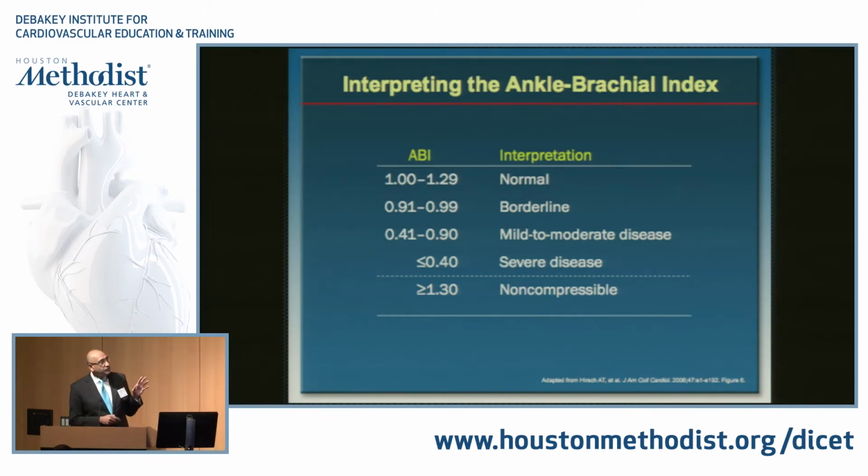Normal is 1 to 1.29. 0.91 to 0.99, borderline, not sure. 0.41 to 0.9, mild to moderate, and less than 0.4 is obviously severe. Sometimes it can come up high, and those are called non-compressible vessels.